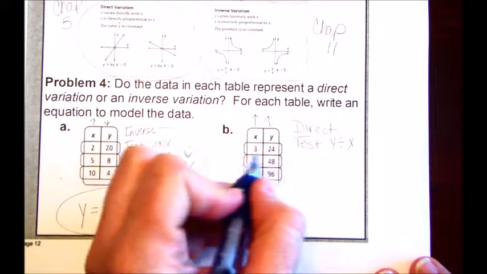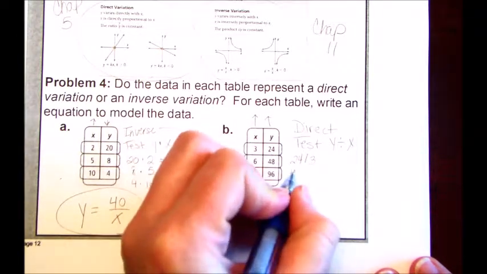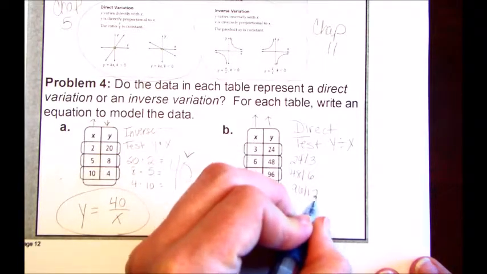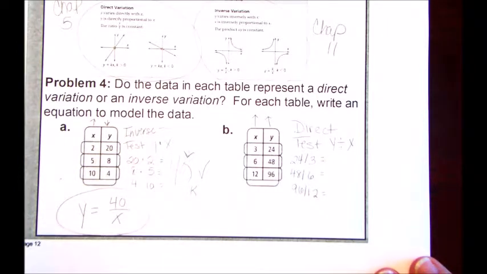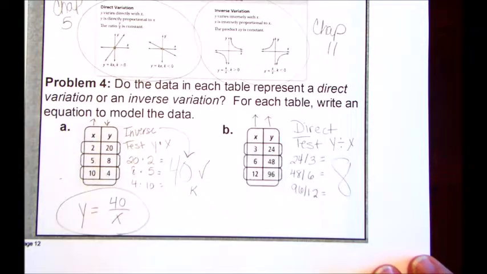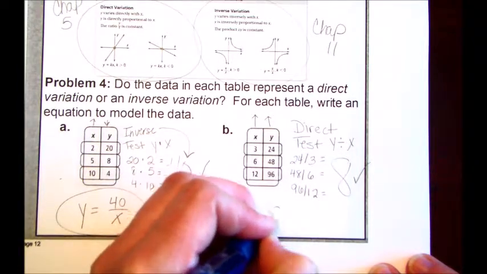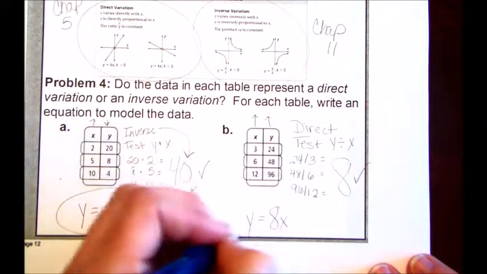So I'm going to do 24 divided by 3. I'm going to do 48 divided by 6. I'm going to do 96 divided by 12. And I'm going to hope that I get the same thing each time. And look at that. Every single time I get an 8. So I know that this is true. So my equation for direct is y equals my k value, 8, times x.